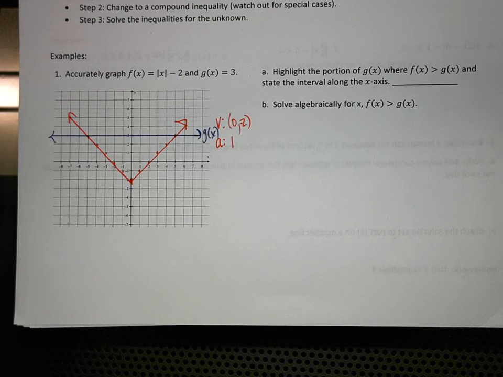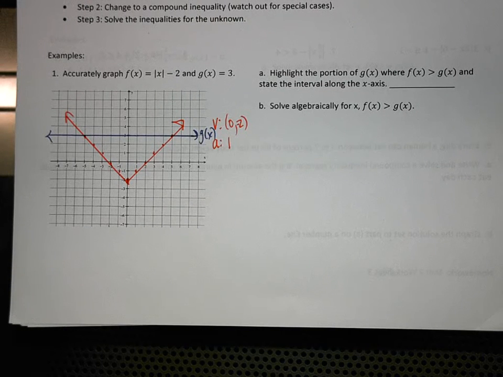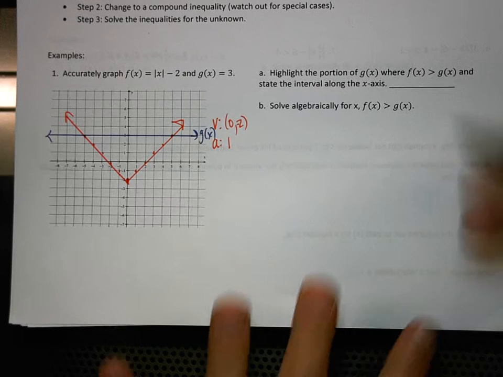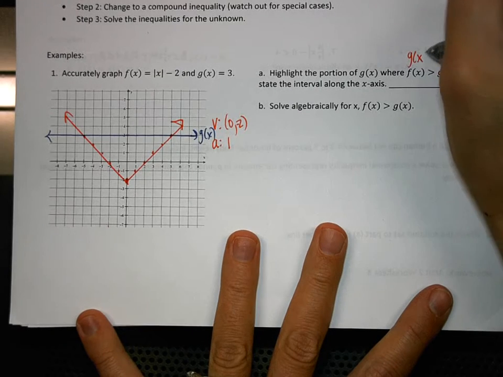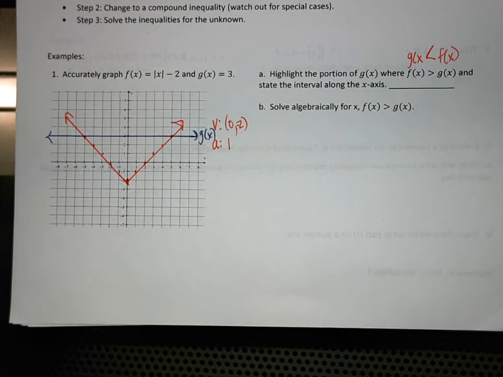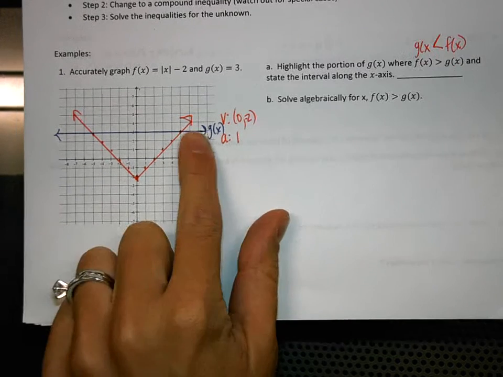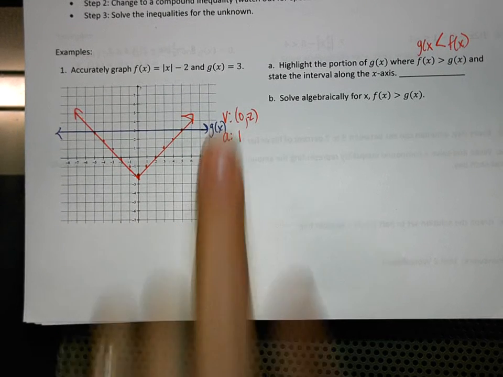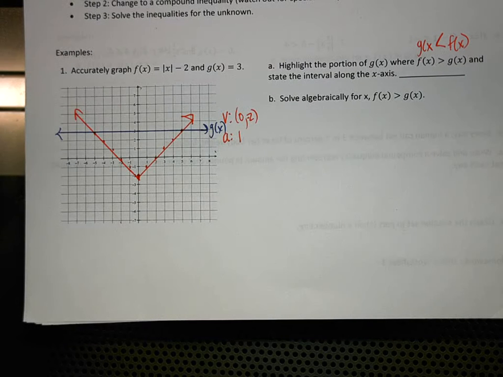It says highlight the portion of g of x where f of x is greater than g of x. You could also think of that as g of x is less than f of x. Because we're going to be highlighting the g of x graph, my blue line is my g of x. So looking at that graph, can you tell where g of x is less than f of x?